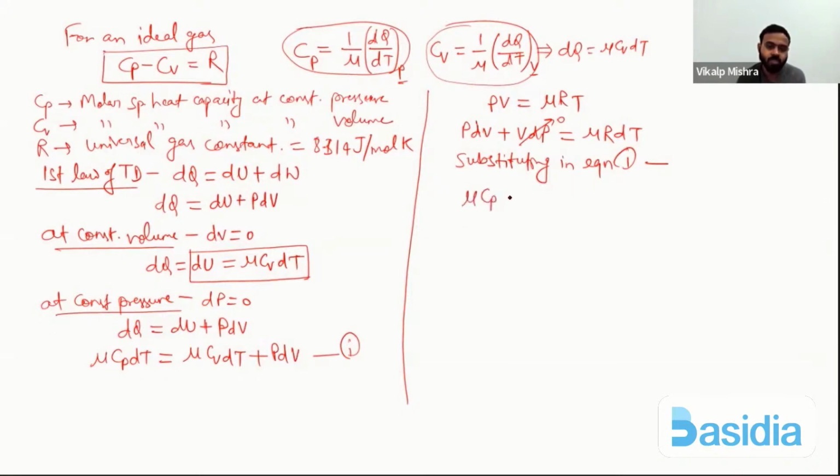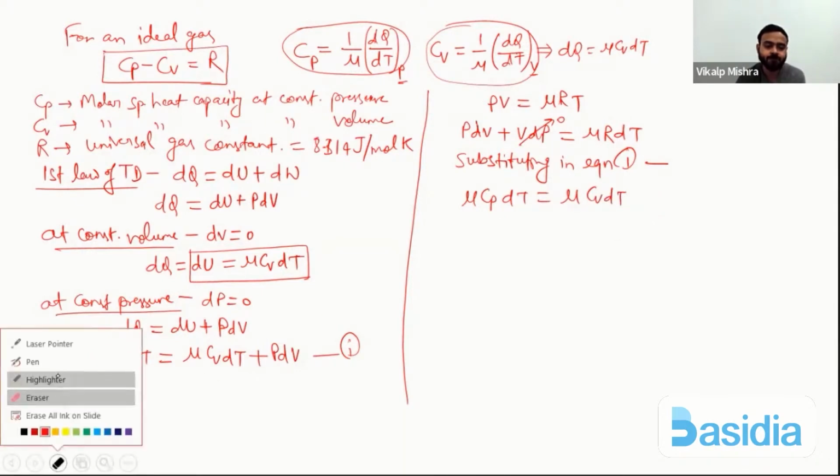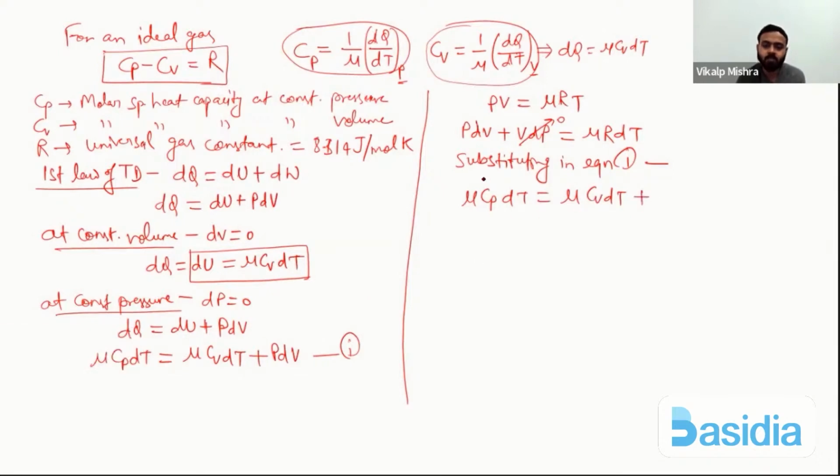So we'll get mu Cp dT equals mu Cv dT plus PdV, and the value of PdV is mu R dT. See, mu cancels, dT cancels, and what remains is Cp equals Cv plus R. So we can write Cp minus Cv equals R, and we have proved this relation. Understood? It is known as Mayer's relation.